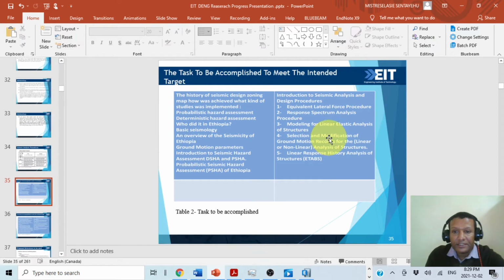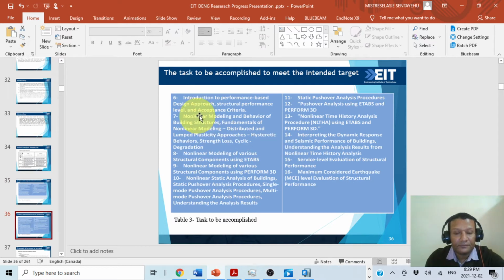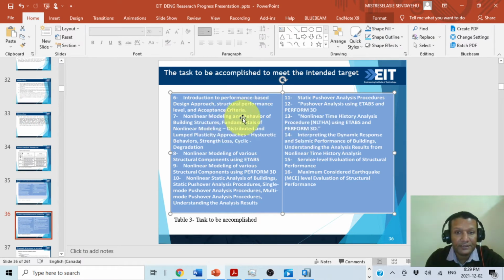So selection and modification of ground motion records for the linear or nonlinear analysis of structures, linear response history analysis of structures. This is the first. Introduction to performance-based design approach, structural performance levels and acceptance criteria. This will also be done in the nonlinear part of our series, and we will see the 3 levels. We have 3 levels: life safety, immediate occupancy, and collapse prevention. So this will be 3.